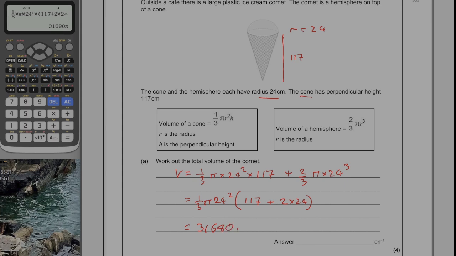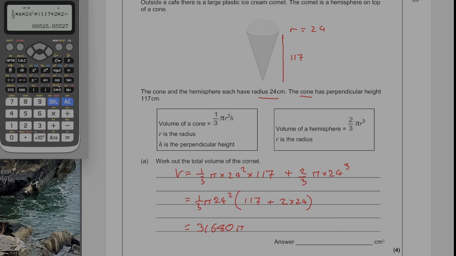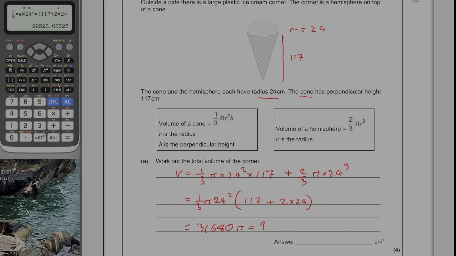31,680 pi. But we will go decimal. It's going to be equal to 99,525.65527. I'm going to go 1 degree more accurate than the question, so I'll go to that point there. So we're going to go 99,525.7.